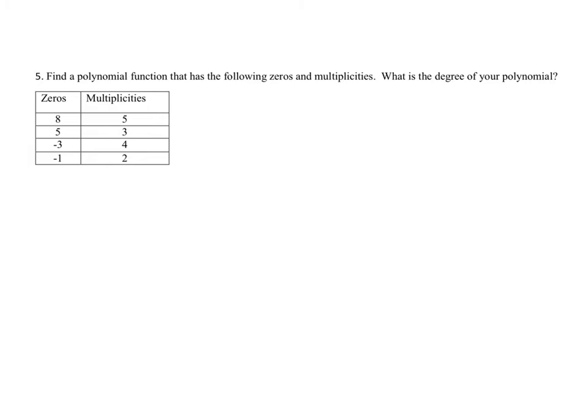Okay, for the next question it says, find a polynomial function that has the given zeros and multiplicities, and then find the degree of your polynomial. The first thing is you want to give your polynomial a name, so we're going to give it p of x. We know all of these are our zeros, meaning x equals 8 is a 0, x equals 5 is a 0, x equals negative 3 is a 0, and x equals negative 1 is a 0.